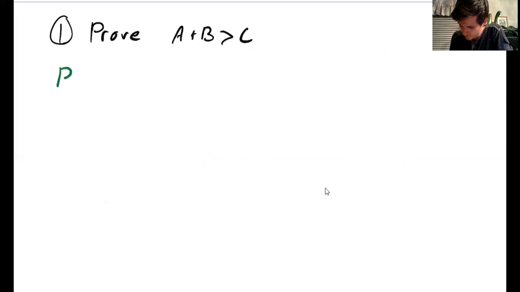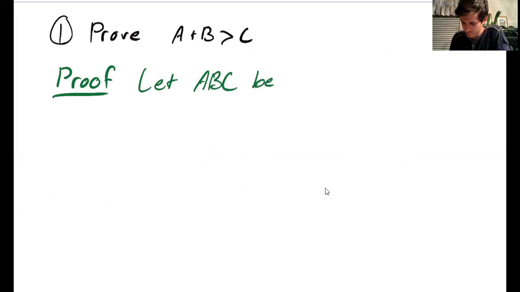Proof. First, we're going to let ABC be the given triangle. So we're going to let it be the given triangle here.